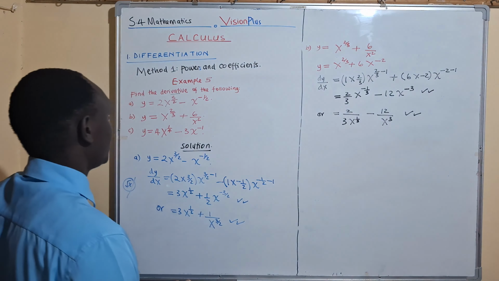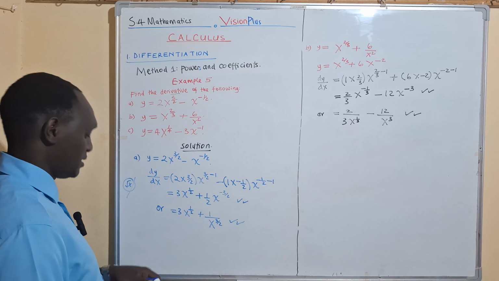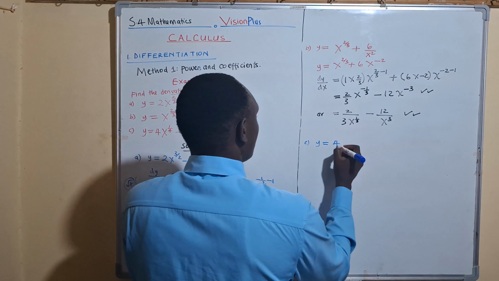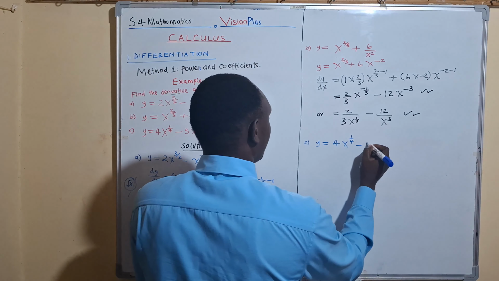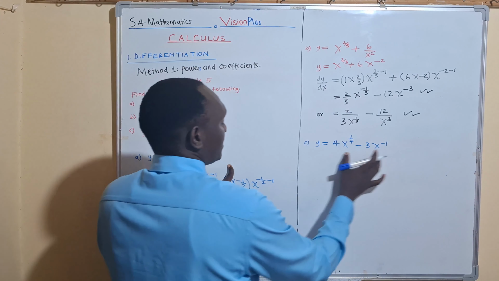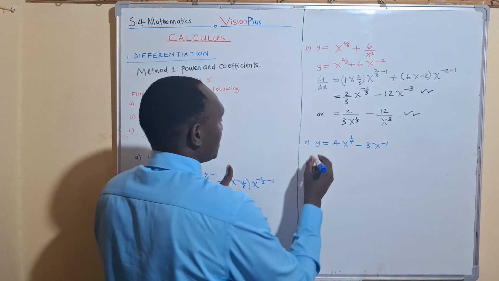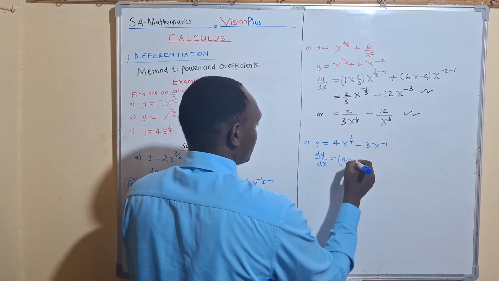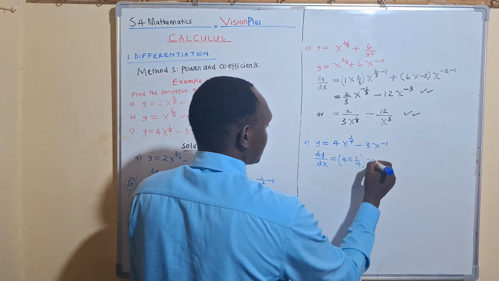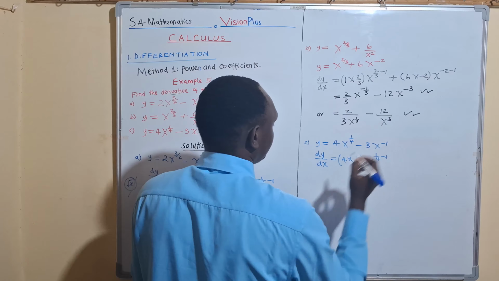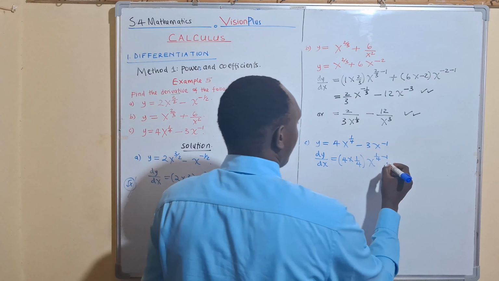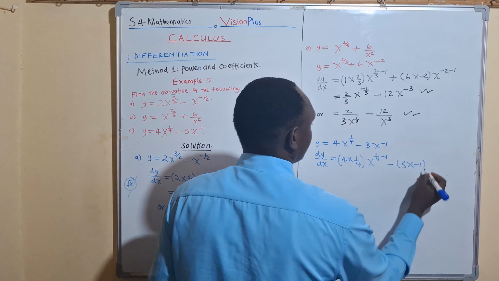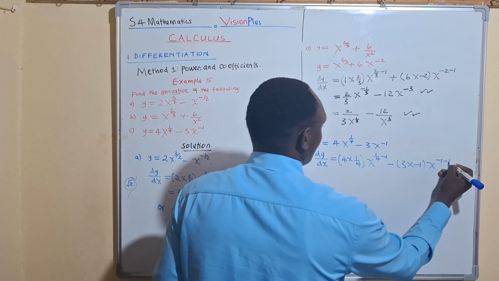To summarize example 5 and to summarize the concept, part C says we are given y as 4x power 1 out of 4 minus 3x power negative 1. There is no term of x on the denominator. So we are okay. We just go straight away to differentiate the x, becoming 4 times 1 out of 4, x power 1 out of 4 minus 1. For the second term, minus 3 times negative 1, x power negative 1 minus 1.